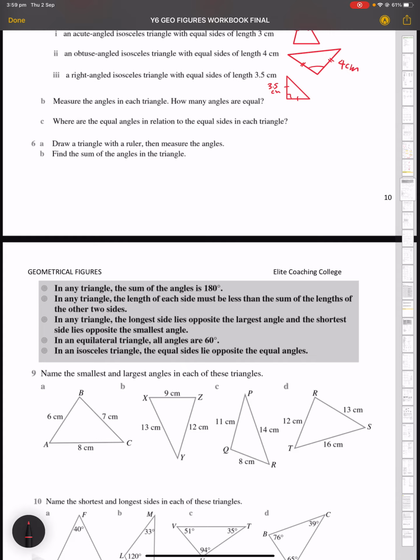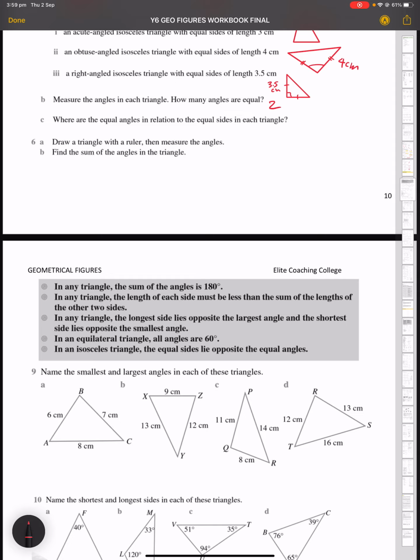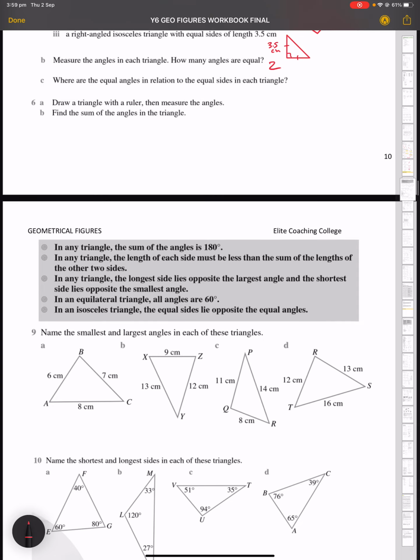How many angles are equal? Obviously 2 because it's isosceles. What are the equal angles in relation to the equal sides in each triangle? Alright, so question C, what that means is that in an isosceles triangle, let's draw that again. Let's assume that these two lengths are equal. So the two angles that are equal are opposite the two equal lengths. So these two angles are equal because they're opposite the two equal lengths there. So question C, where are the equal angles in relation to the sides? They are opposite.